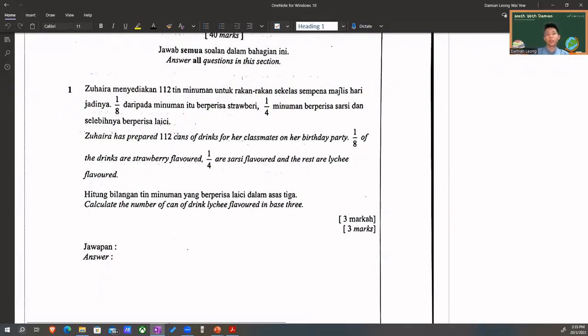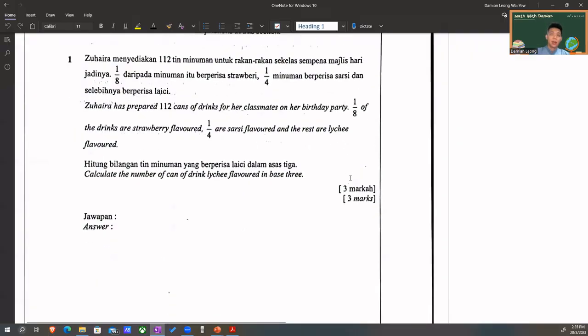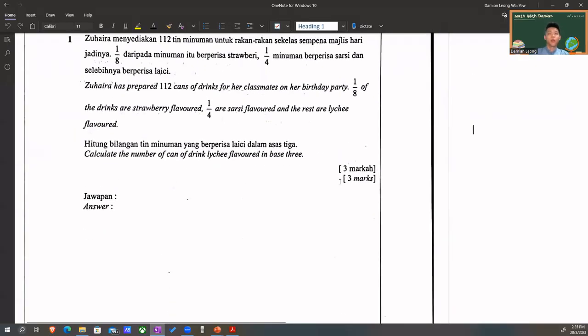So in total, there are 112 canned drinks. I have the fraction for strawberry and the fraction for sassy flavored, so I can find the fraction for lychee flavored. So how do I find that? Basically, total fractions will always be equal to 1. Always remember that total fractions is equal to 1. So we can take 1 minus the other two fractions, and we will get the fraction for the lychee flavored drink.